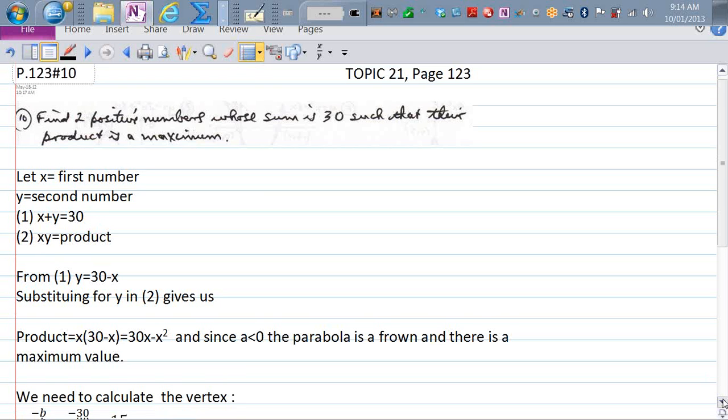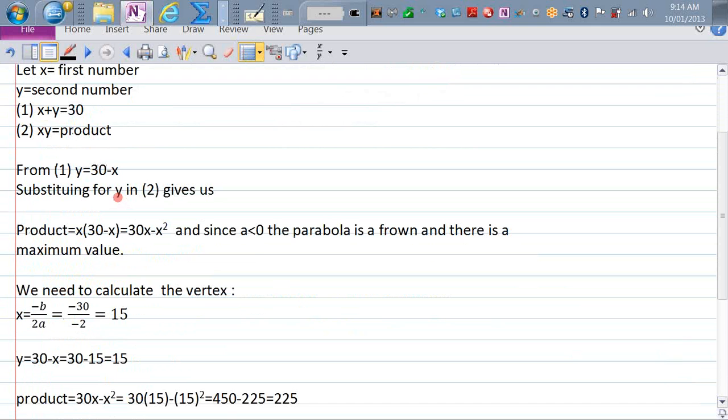And then what we can do is substitute for the y in this right here, and we get that the product is x, and instead of y we write 30 minus x, so we have everything in terms of x. So the product is 30x minus x squared. Since the coefficient of x squared is negative here, minus 1, less than 0, the parabola is a frown, and there is a maximum value. In other words, the parabola goes up and then down, so it's a frown, and at the top of the frown there is a maximum value.